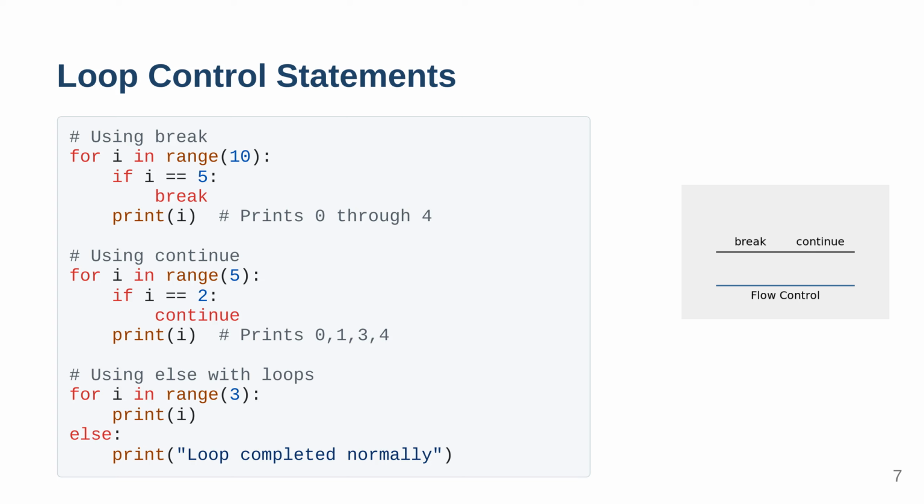Loop control statements give us fine-grained control over loop execution. Break exits the loop entirely, continue skips to the next iteration, and the else clause executes when a loop completes normally, without break. These tools help us handle special cases and create more sophisticated loop behavior.